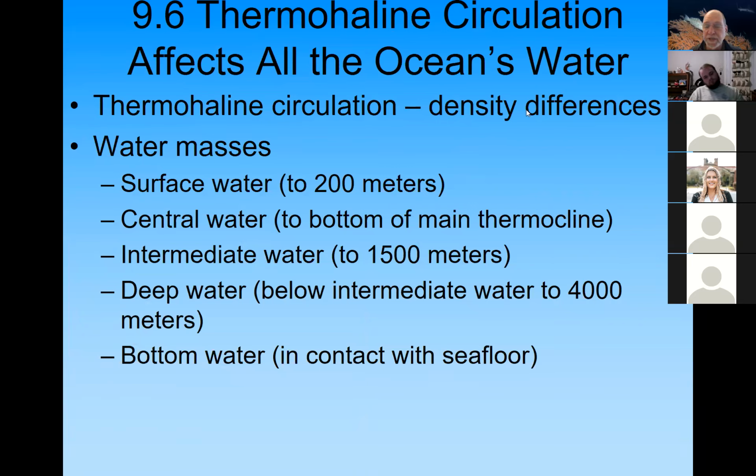So thermohaline circulation is generated not by friction of wind blowing across the surface, but by density differences in water masses. So we have the surface water to about 200 meters, and then there are different other regions. The central waters, this is to the bottom of the main thermocline, intermediate water down to about 1,500 meters, and then deep water, from about 1,500 meters down to about 4,000 meters. And then finally bottom water, which is water in contact with the seafloor. So these are the major water masses by depth within the ocean: surface water, central water, intermediate water, deep water, and then finally bottom waters.